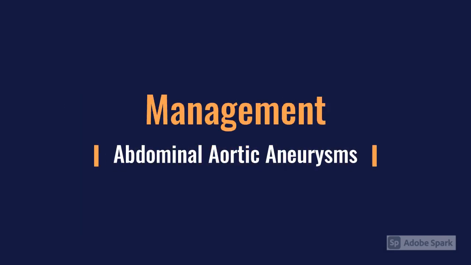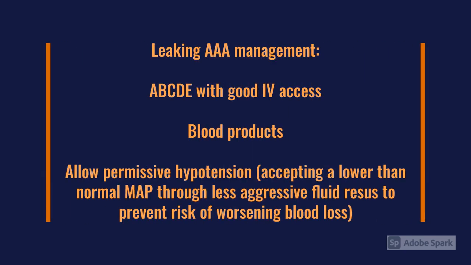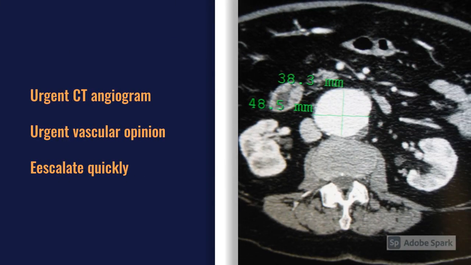Looking at the management, we're going to be talking predominantly about leaking AAA. Those patients who are acutely unwell, we're going to follow that ABCDE approach. Clearly getting good venous access so that we can give blood products is really beneficial. We allow permissive hypotension in these individuals, and getting an urgent CT and an urgent vascular surgery opinion is key here and is minute on minute going to be affecting their morbidity and mortality. So it's got to be a really rapid primary survey, management and escalation process.